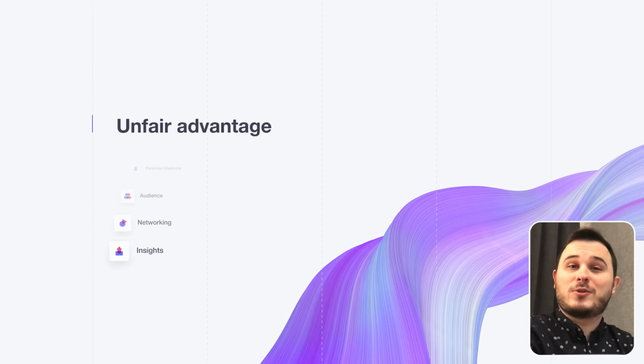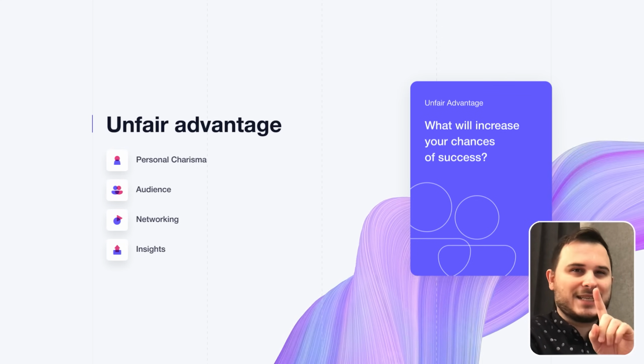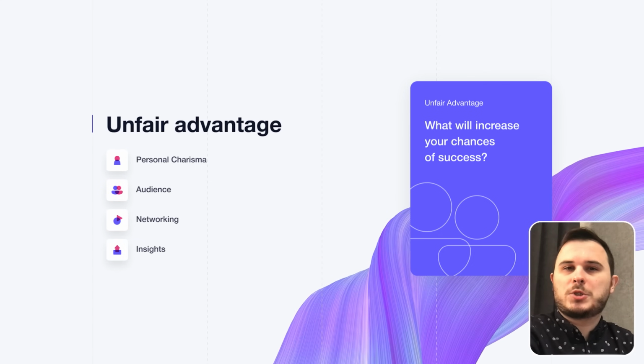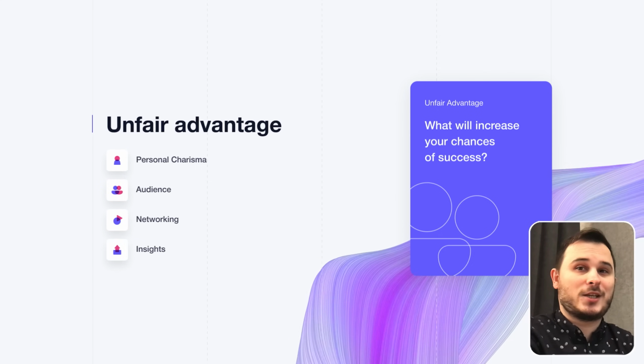Next, your unique unfair advantage. This is the most powerful factor that sets you apart from your rivals. It could be your personal charisma, your YouTube channel, networking, secret or unfair knowledge, real AI utilization, and so on.